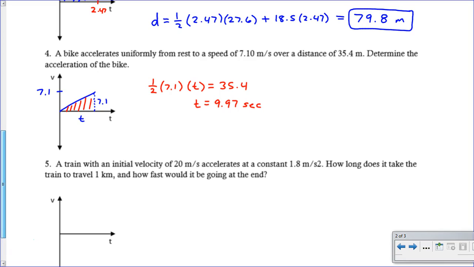Now that we have t, we can plug that back into the acceleration equation. You get acceleration equals change in velocity over change in time, which in this case equals 7.1 over 9.97. And you should get 0.712. And it's an acceleration, so it's got units of meters per second squared.